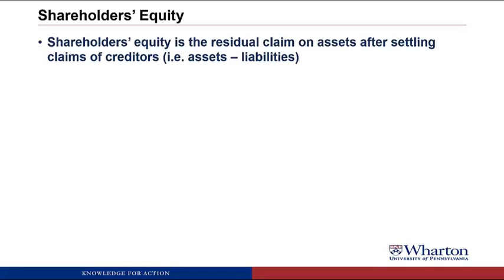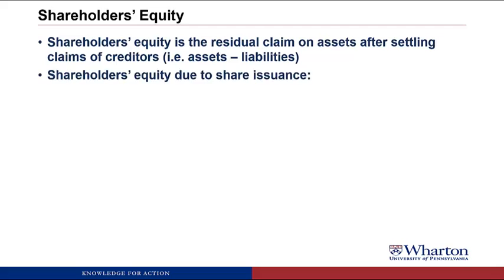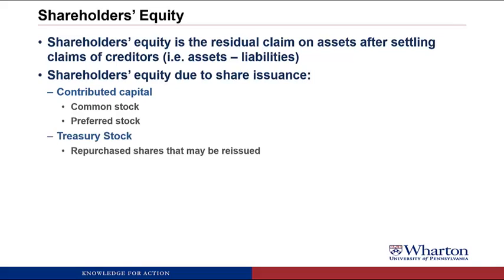As we talked about in the first week, shareholders' equity is the residual claim on assets after settling the claims of your creditors. In other words, assets minus liabilities. If you measure your assets and liabilities correctly, shareholders' equity is what's left over. But we saw that it came from two different sources. One was share issuance. You could have contributed capital where you raise funds through common stock or preferred stock. And then we'll introduce the concept of treasury stock, which are repurchased shares, shares that the company buys back that may be reissued to the public at any point.